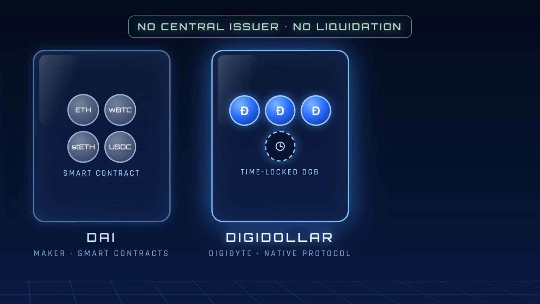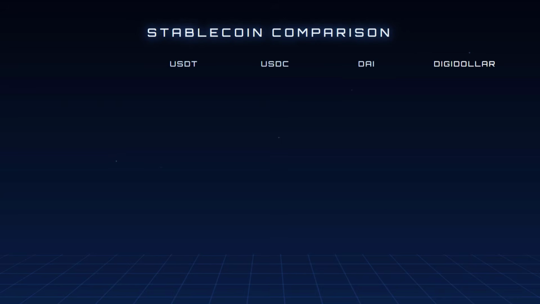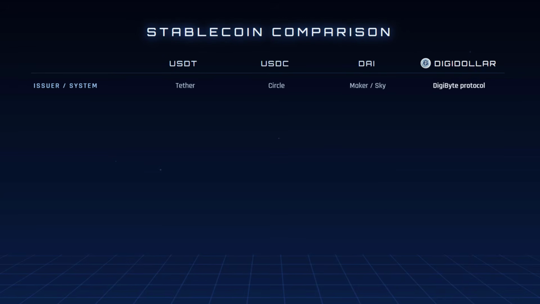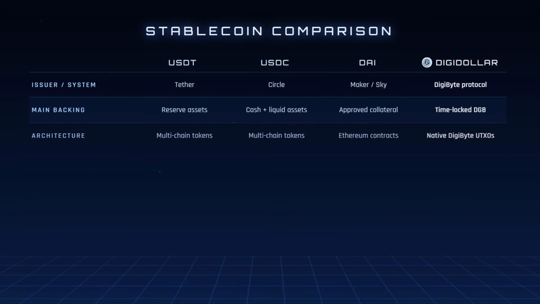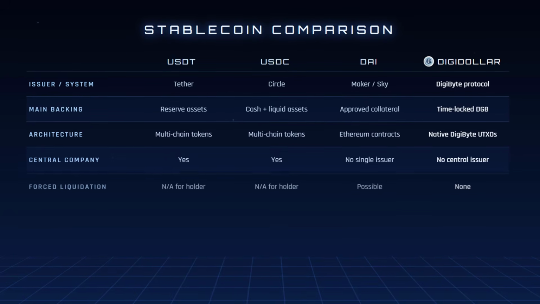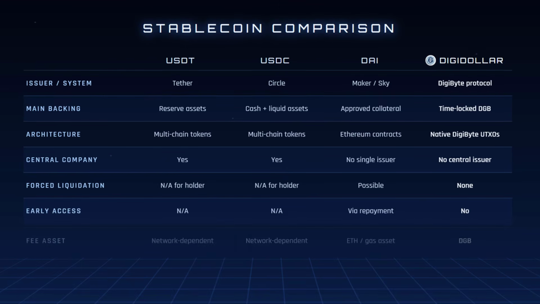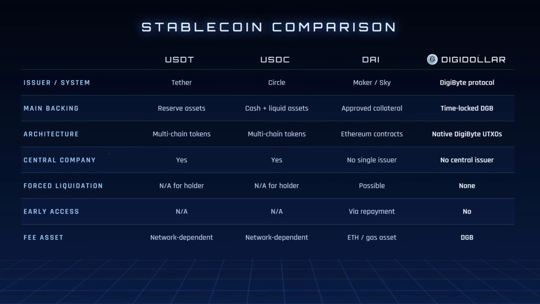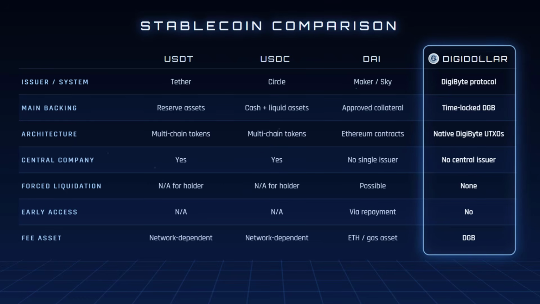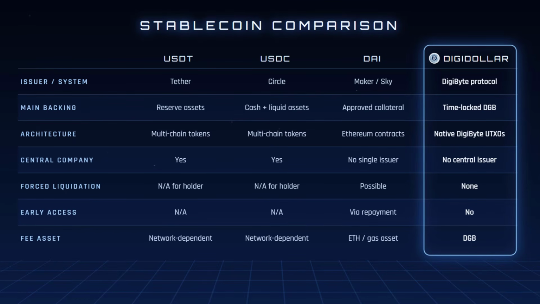DigiDollar is created directly through DigiByte's UTXO protocol. Its backing is time-locked DGB, and it does not use forced liquidations or margin calls. But this creates a different trade-off. DigiDollar collateral cannot be withdrawn early, even when the owner changes their mind or urgently needs the DGB.